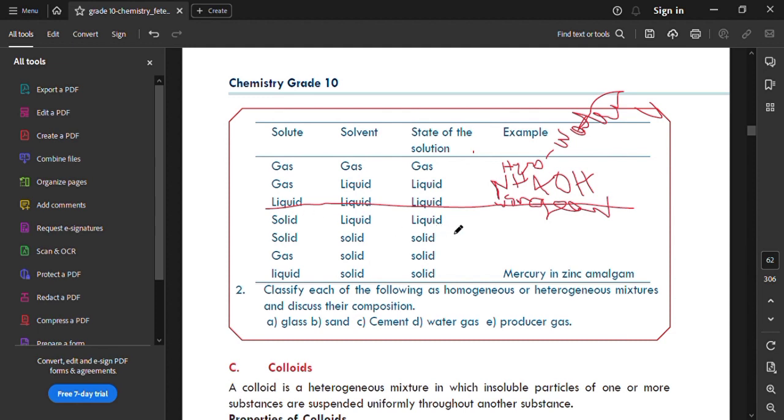And solid-liquid. If our solute is solid, and a liquid is solvent, the solution is liquid. So the example for this is aqueous solutions of sweetened, or the reaction between sugar or sucrose and water.